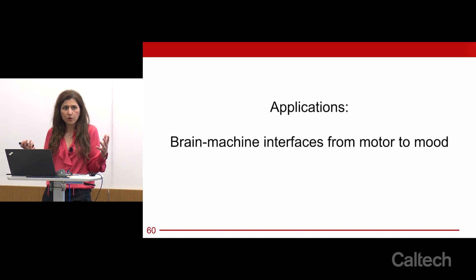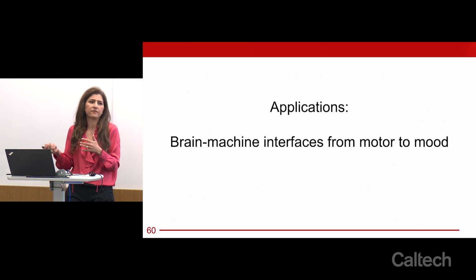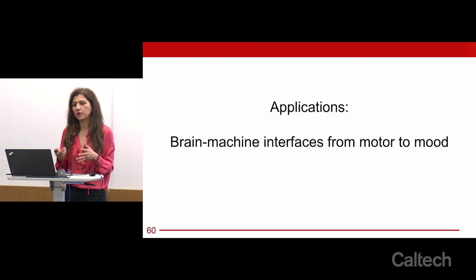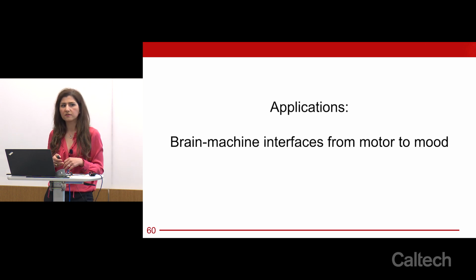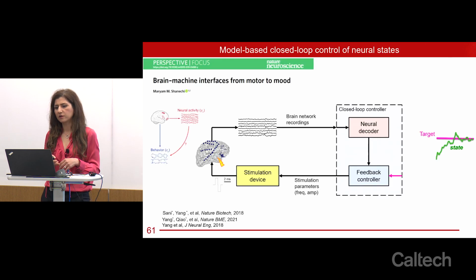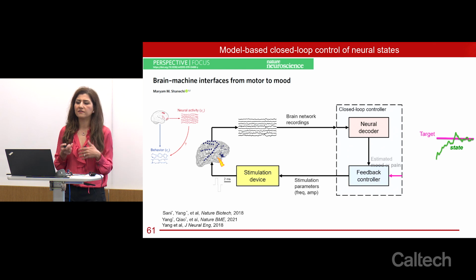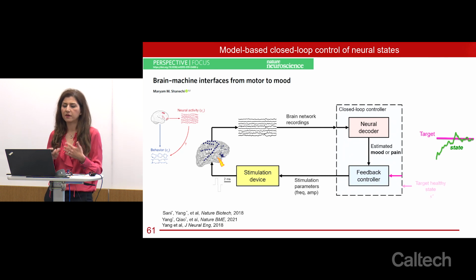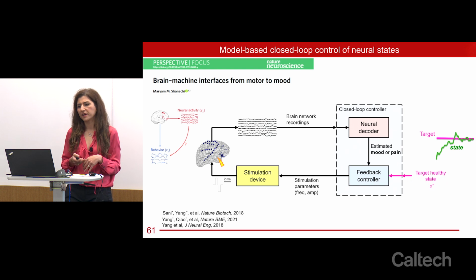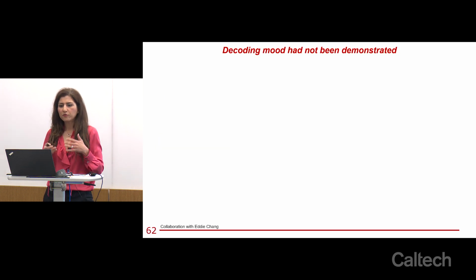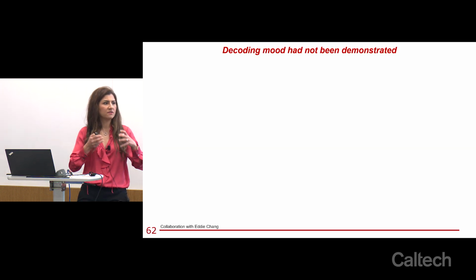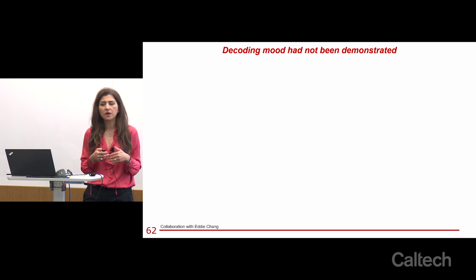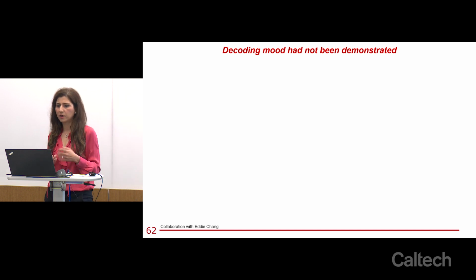Now, this closed-loop system, of course, also has neurotechnology implications. For example, for brain-machine interfaces for neuropsychiatric disorders. The only difference here is that the state that we decode is a mental state, like mood in depression or pain in chronic pain. And then the target is a healthy target specified by a clinician. Indeed, we've already shown that decoding of these mental states is possible using this dynamical system modeling framework.